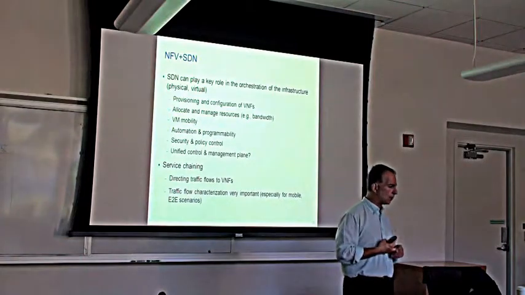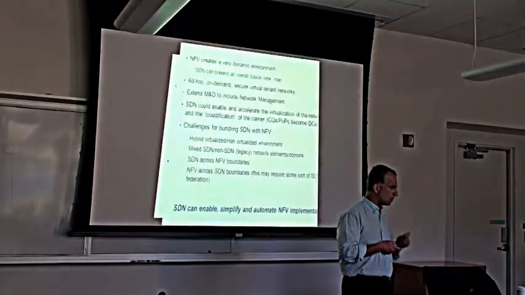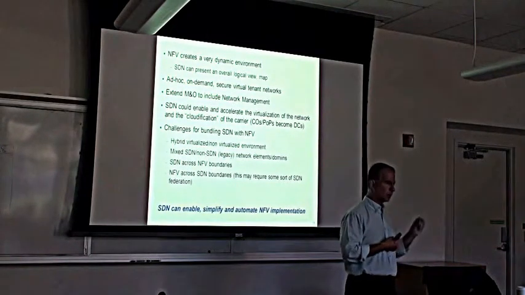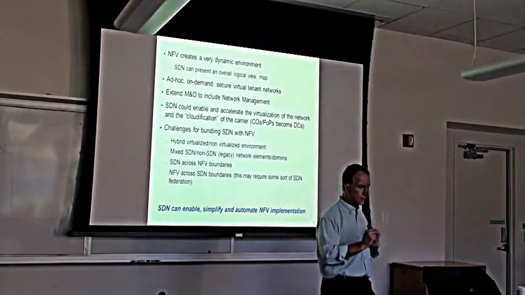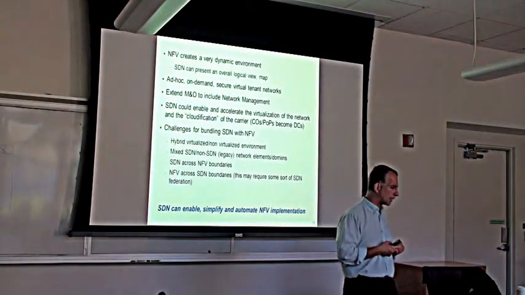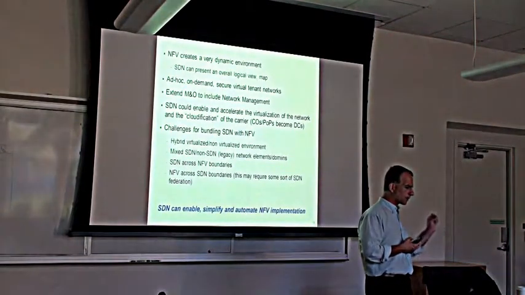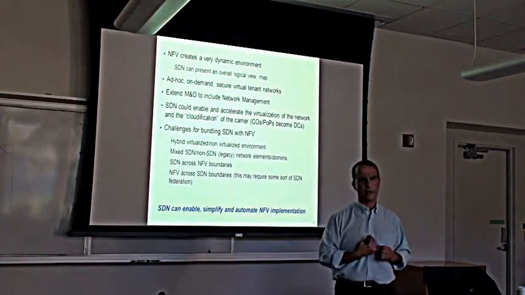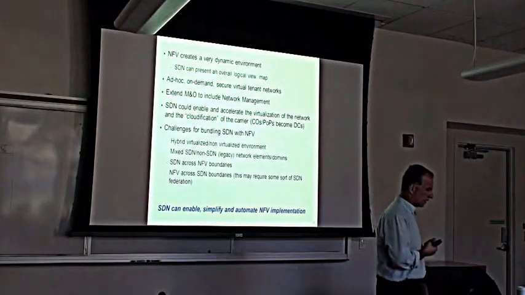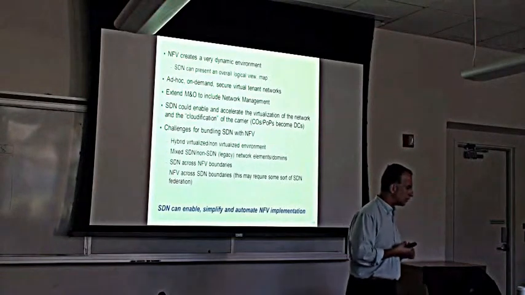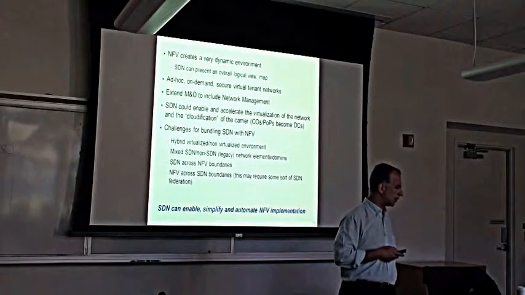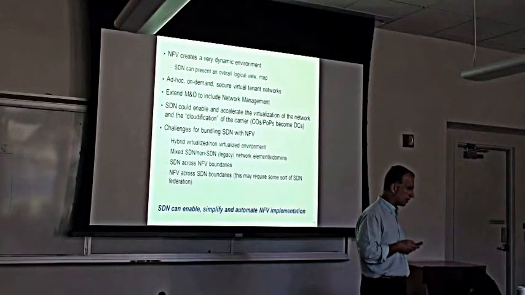And when you look at the end-to-end scenarios, NFV, again, has this dynamic environment, and SDN provides that nice logical map of the network. So I think that can become handy. You'll need to set up virtual networks eventually in an NFV network. So we think, again, SDN can play a role here. And this is going to be ad hoc and on-demand virtual networks. We may have to extend the management orchestration to include network management. Again, there's a question mark here.